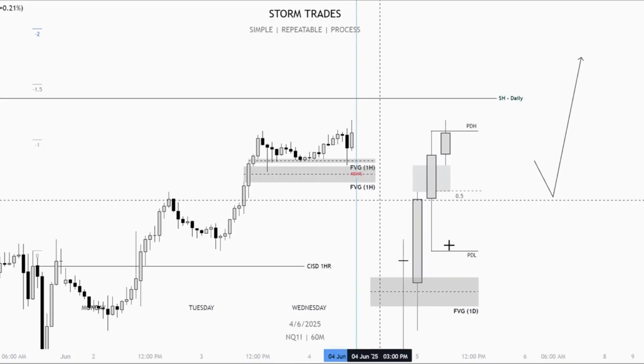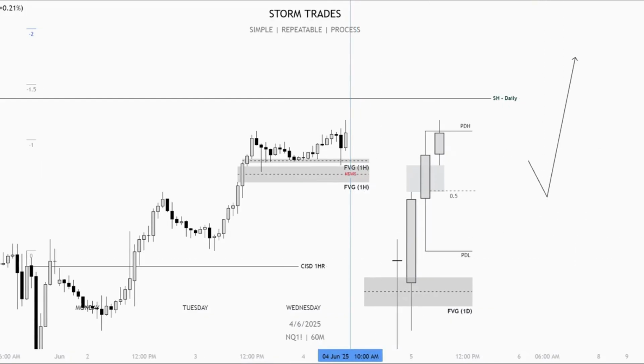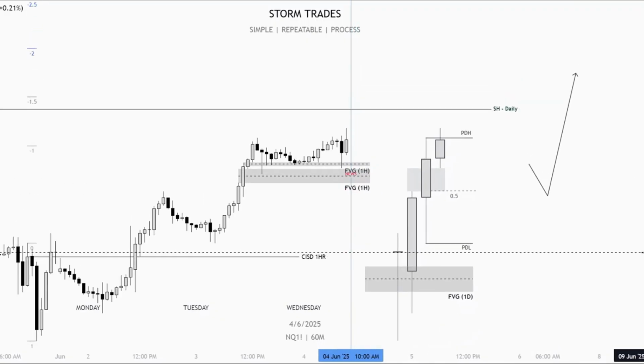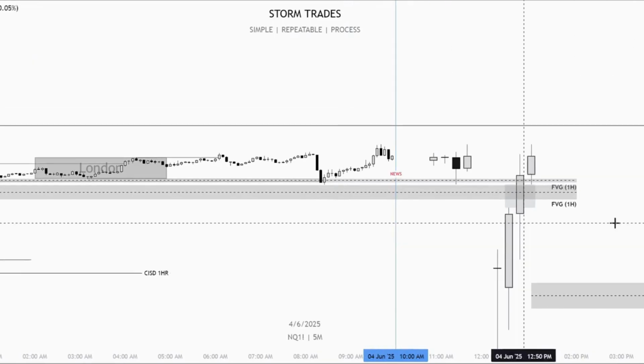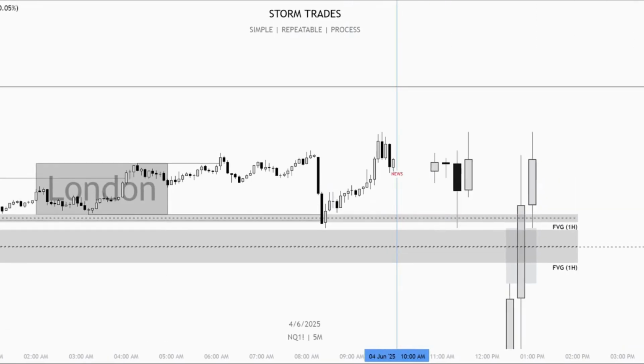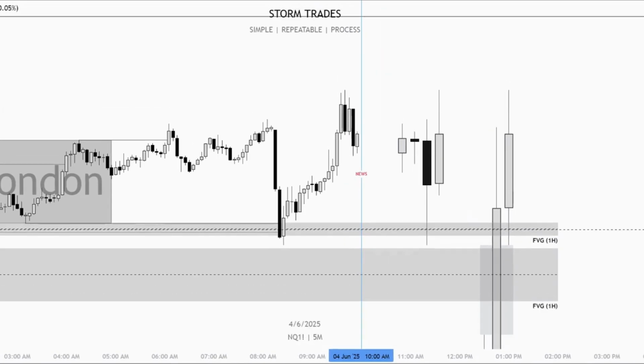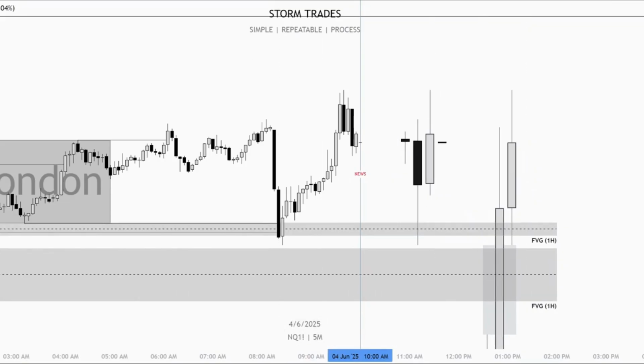All right. So now that I have my game plan, let me move down to the M5 time frame, and I'm waiting for this news candle. Okay. And let's play this forward. At news, we get a drop lower.